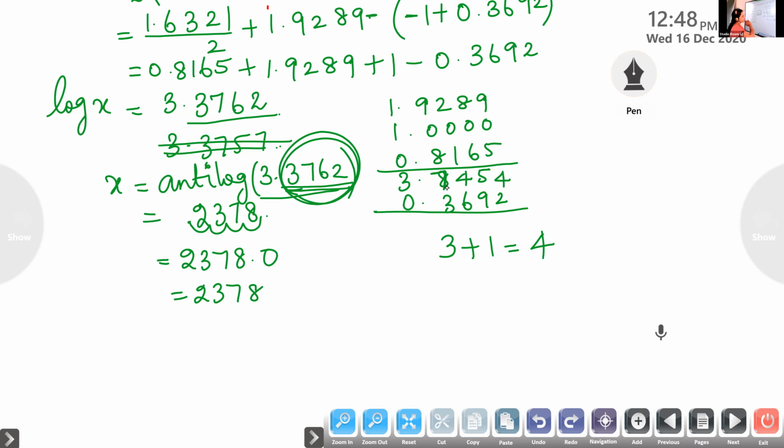Others, children, what is the answer you got when you do the addition? Karthik? Okay. Ma'am, when we add all those numbers, I got 3.3762. Okay, once again, let's do this.